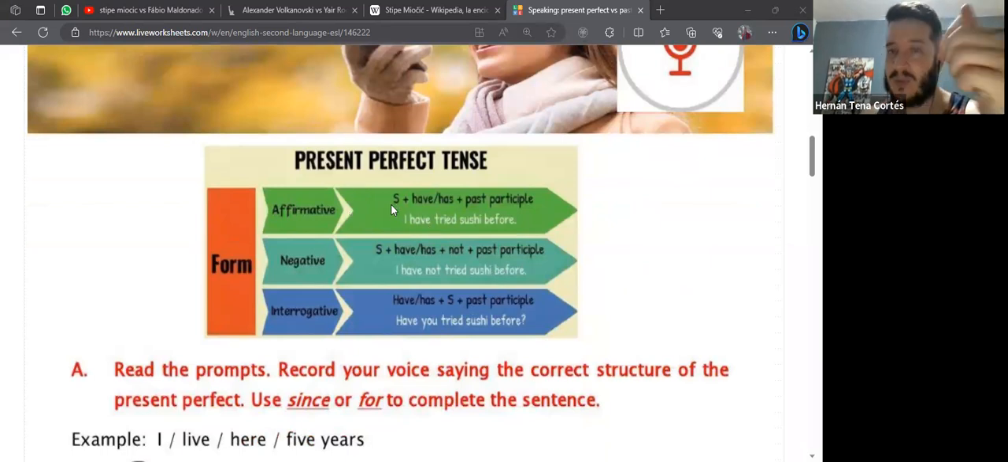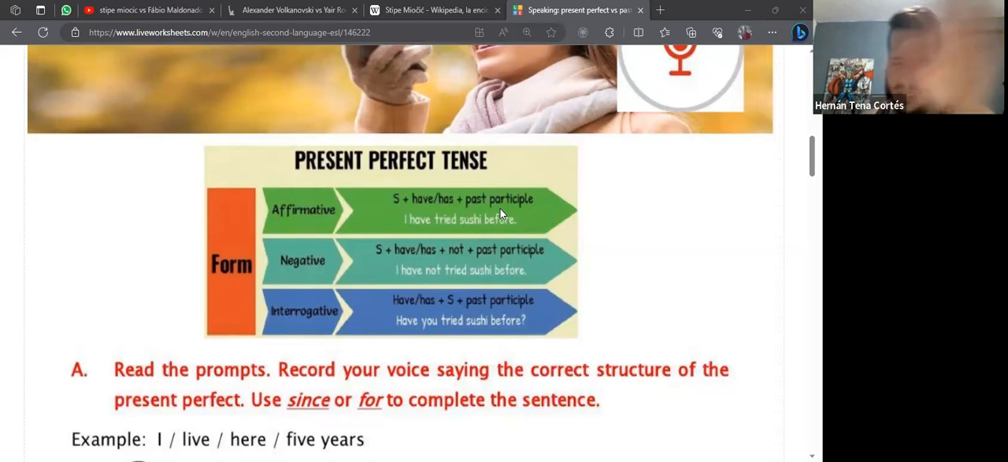In positive sentences, we have the subject, I, you, we, they. Then we have have or has, and the verb is always going to be in past participle. You say, teacher, ¿qué es eso de past participle? Do you remember when you were learning English and we had 3 columns of verbs? For example, get in the present, got in the past, and gotten in past participle. Another example is go. In the present, the verb is go. In the past, the verb is went. And the past participle is gone. That is the verb we're always going to use when we are speaking in the present perfect.